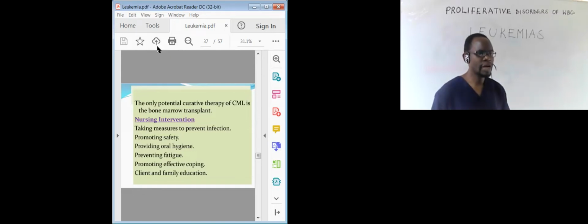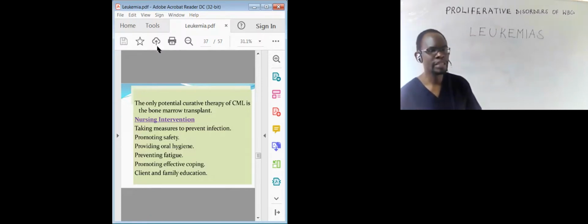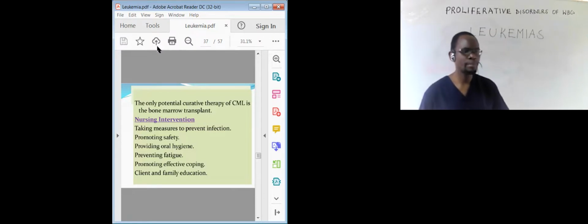The only potential curative therapy is basically bone marrow transplant. Yeah. So the other treatments are not curative per se. So you need a bone marrow transplant.